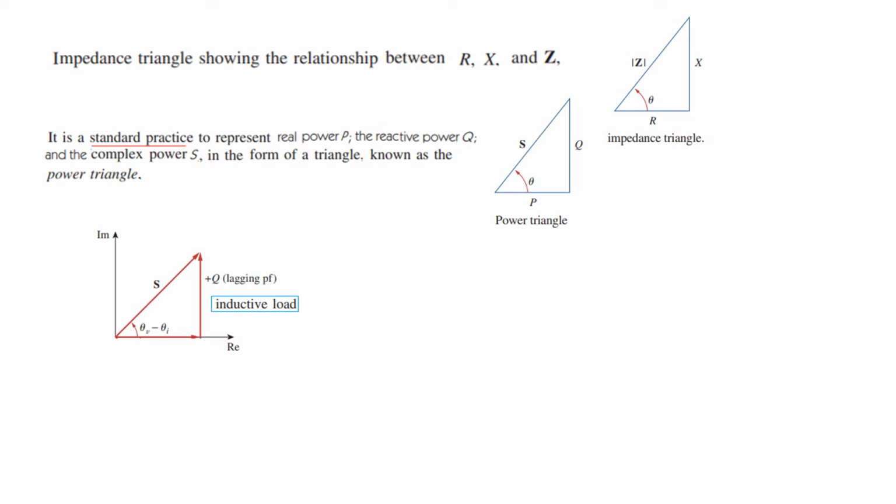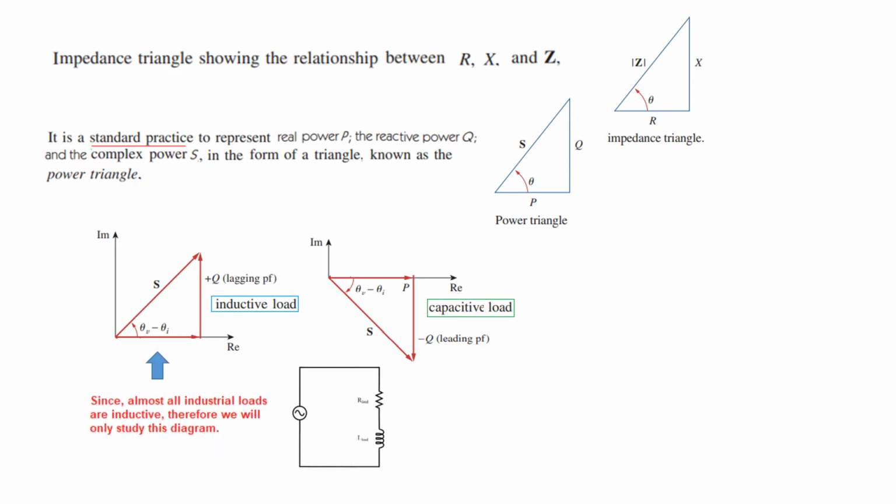Now, if the load is inductive, then we draw it like this. The reactive component goes up, and this is the shape. But if it is capacitive, then it reverses, so it goes down. So this is for the capacitive load. But since in industry we primarily have inductive loads, we'll primarily use this diagram for inductive loads.